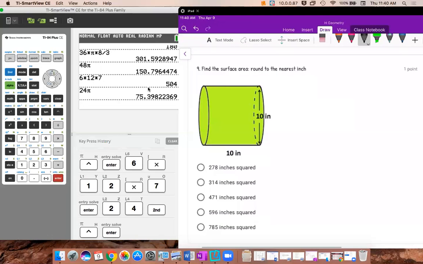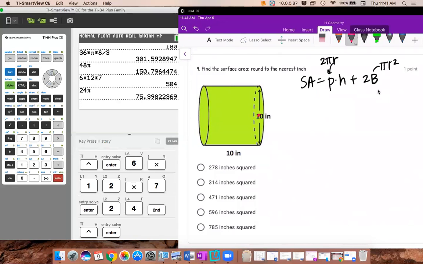Okay, number 9, we want the surface area of this lovely cylinder again. Remember, surface area is the perimeter of the base times the height plus 2 times the area of the base. The perimeter is really 2 pi r because it's the circumference, times the height, which in this case is 10 because it's going this direction. And the area of the base is pi r squared.